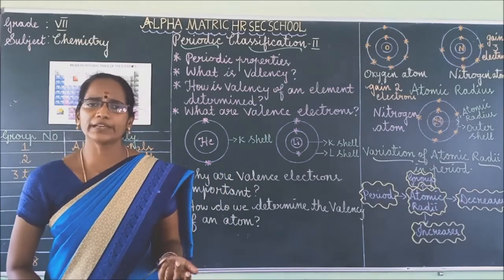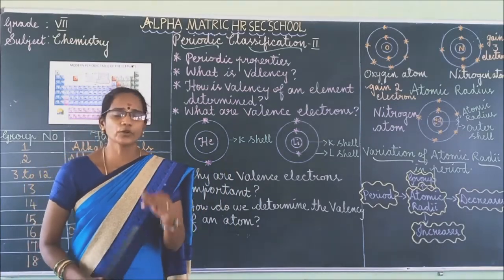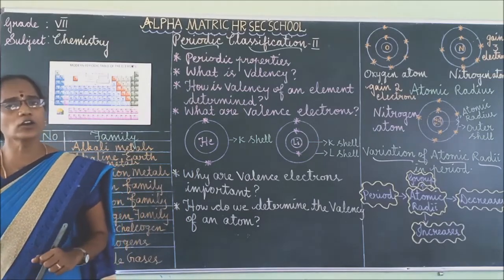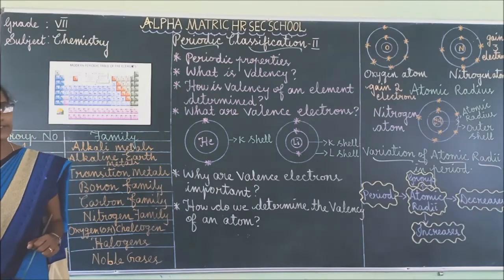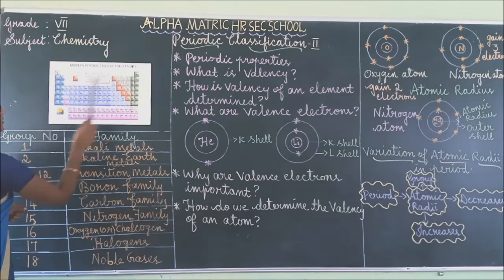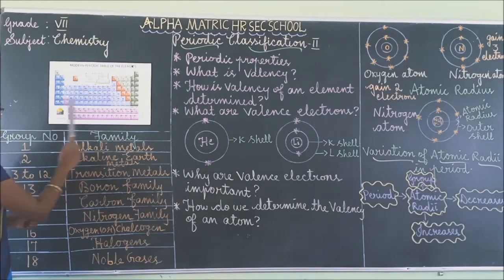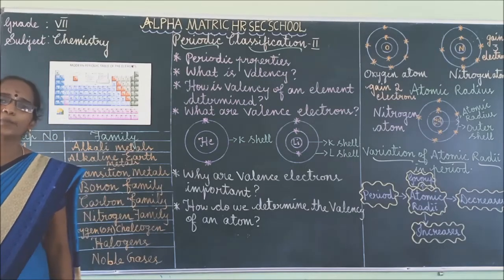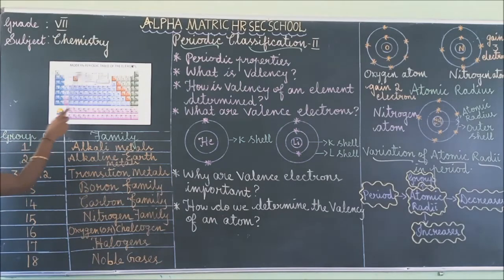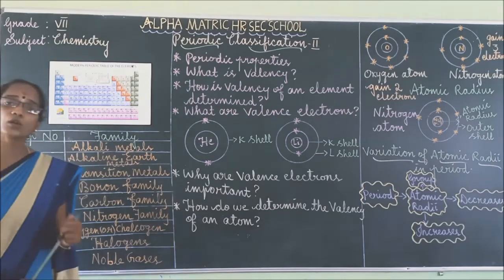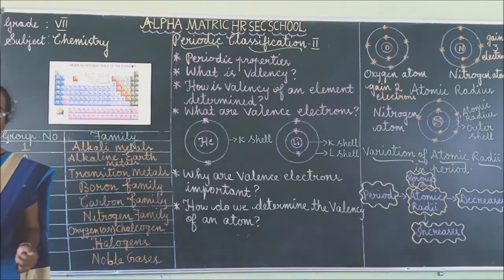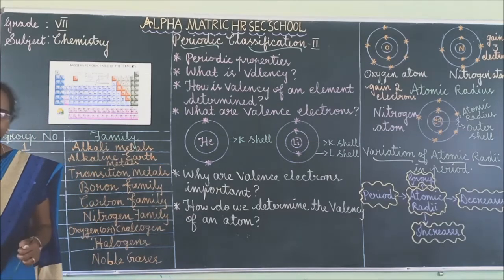So what are called periods? What are called groups? If you take periods, the horizontal rows are called periods. So these are the horizontal rows, and there are 7 periods in the periodic table. This is the first period, second period, third period, fourth period, fifth one, sixth, seventh. So the horizontal rows are called periods and there are 7 periods in the periodic table.